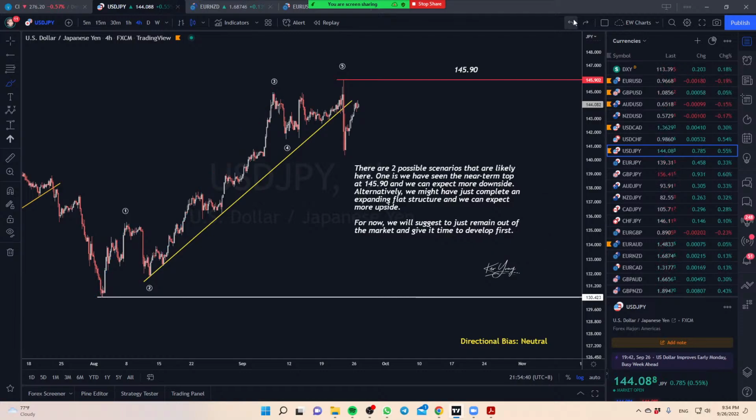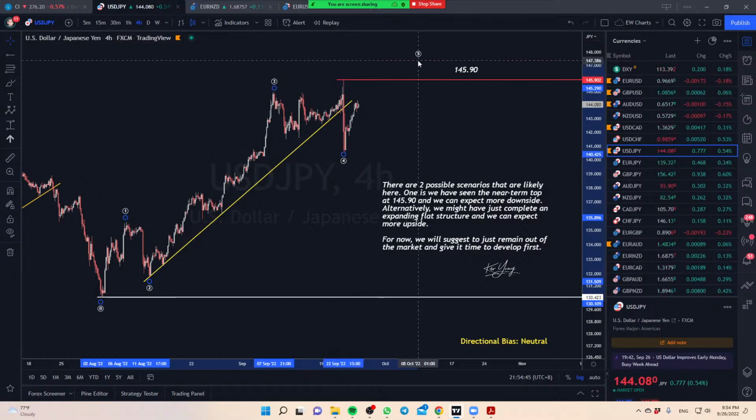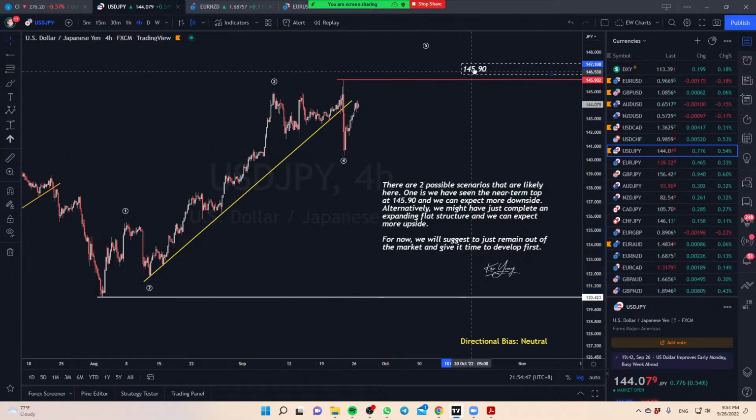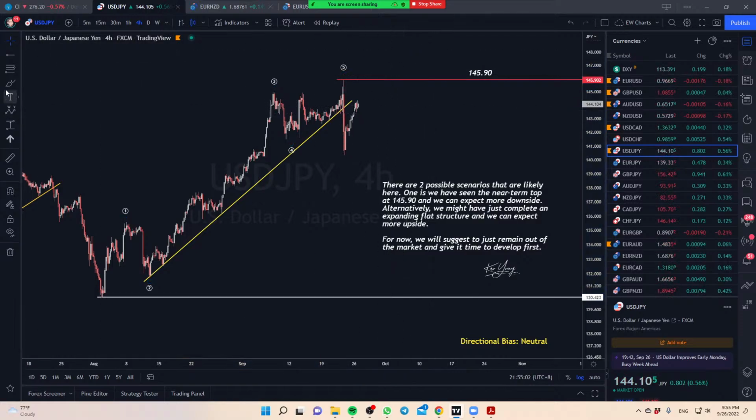However, what we can also see in terms of a second scenario is that this is wave 4 and wave 5 is higher, and the 145.90 level, this little high here, might be broken. So for me right now, it's a little bit uncertain, unclear in terms of the pattern that is developing, and I would personally suggest to just stay out of dollar yen for the week. Because as things develop, it takes time, and when things are taking time, then you want to channel your focus on something else.